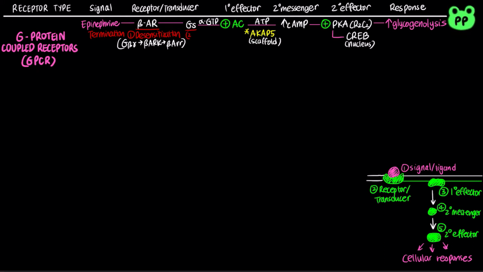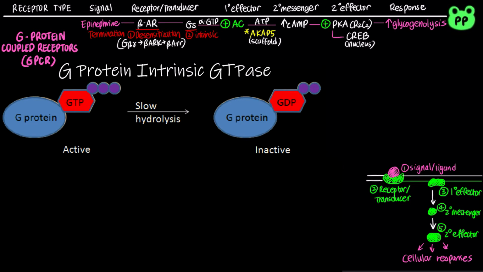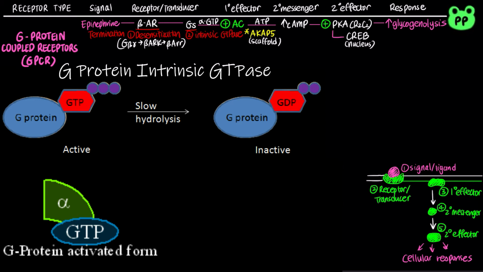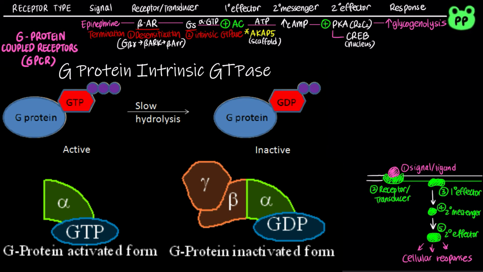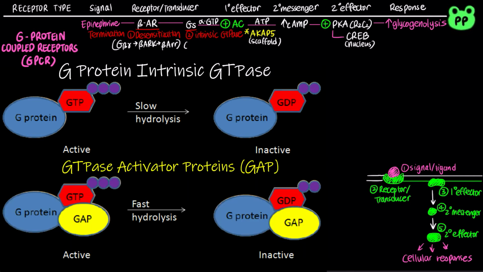The second termination mechanism involves intrinsic GTPase activity of the G-protein, which catalyzes the hydrolysis of GTP bound to the alpha subunit. Conversion of the bound GTP to GDP favors the return of the alpha subunit to its inactive conformation, in which it binds beta and gamma subunits, thus decreasing the activity of adenylyl cyclase. The GTPase activity can be enhanced by GTPase activator proteins, abbreviated as GAP, allowing fine-tuning of the epinephrine pathway.